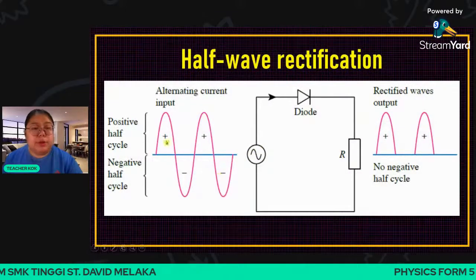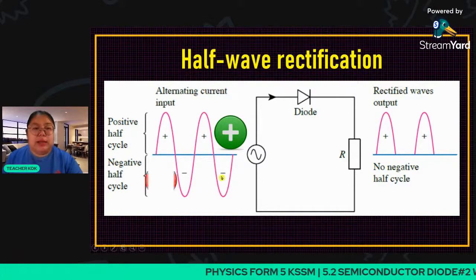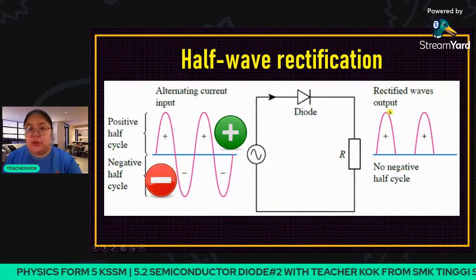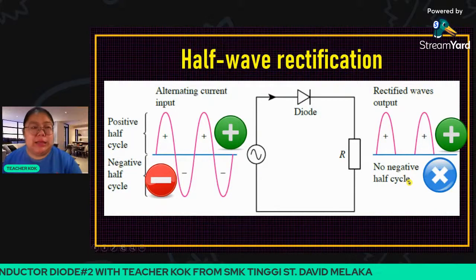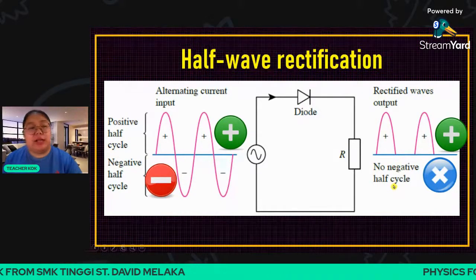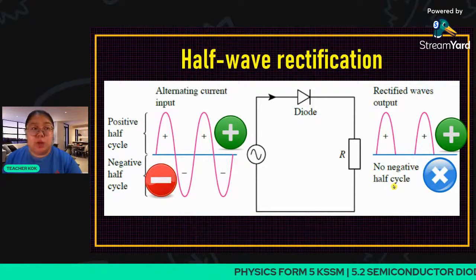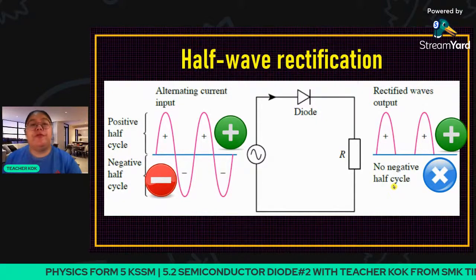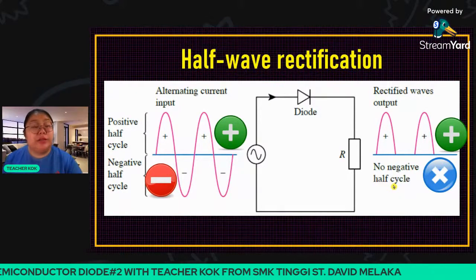This one is from your textbook. The upper part is the positive half cycle, and the lower one is the negative half cycle. After passing the diode, it can produce the positive, but the negative is nothing. There is no negative half cycle. It can only convert the positive cycle, because the positive cycle is forward bias. So we finish the half wave. Now we need to go to full wave, the bridge rectifier.